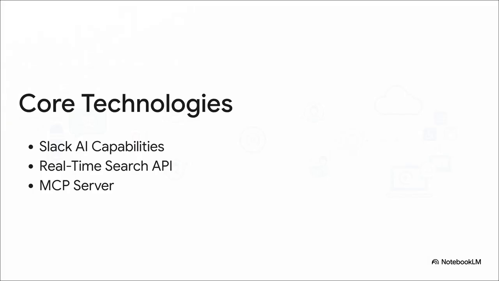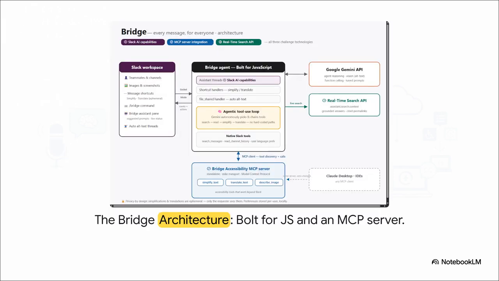Now, for you builders out there, before we look at the actual wiring of how this thing was put together, we have to highlight the 3 core technologies from the hackathon that work together to make this autonomy possible. We've got Slack's AI capabilities handling the core integration, the real-time search API pulling up the historical context of the workspace, and crucially, a model context protocol, or MCP server. All right, let's look under the hood.